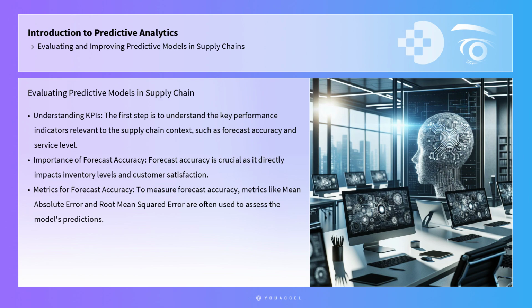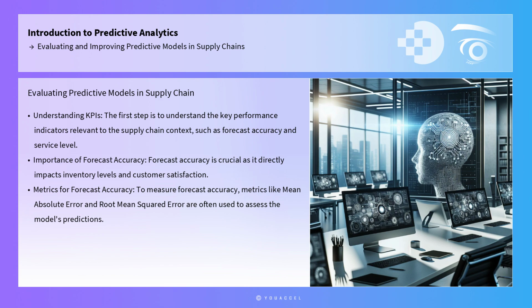The first step in evaluating predictive models is to understand the key performance indicators relevant to the supply chain context. Common KPIs include forecast accuracy, lead time variability, inventory turnover, and service level. Forecast accuracy, for instance, is crucial as it directly impacts inventory levels and customer satisfaction.